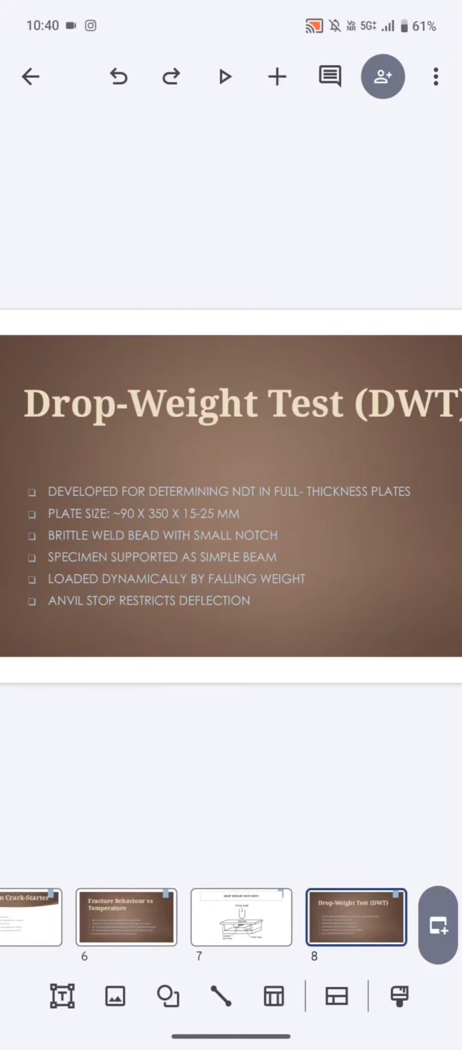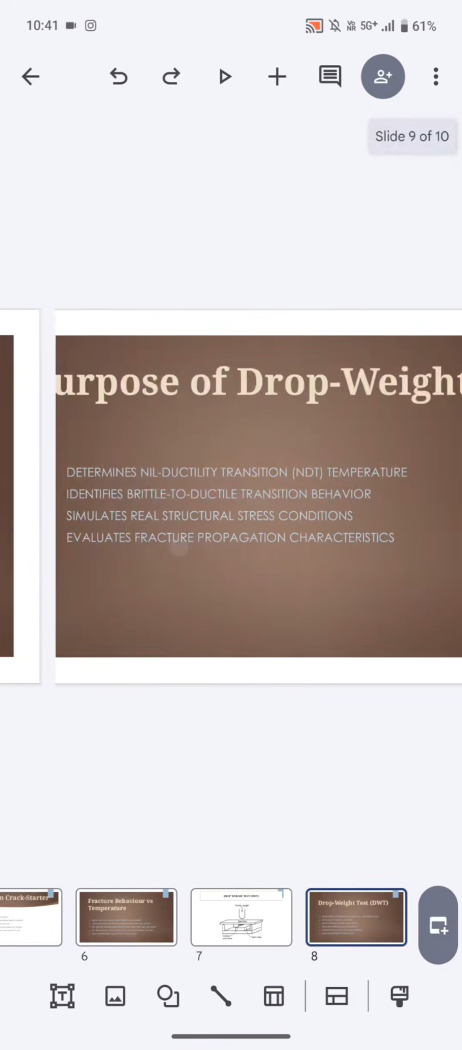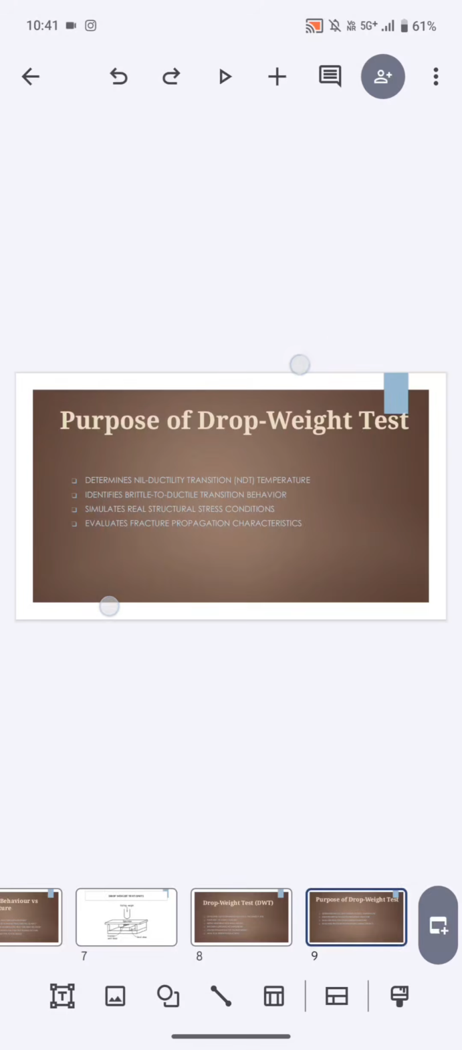It was developed mainly for determining NDT in full thickness plates. Plate size is approximately 90 by 350 by 15 to 25 mm. A brittle weld bead with a small notch. The specimen is supported as a simple beam and loaded dynamically by a falling weight. The uneven stop restricts the deflection of the specimen. Next, we move on to the purpose of drop weight tests.